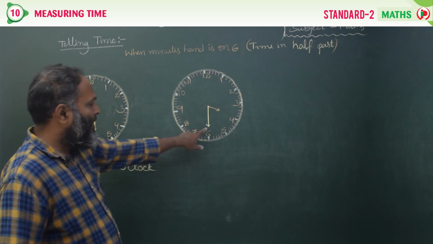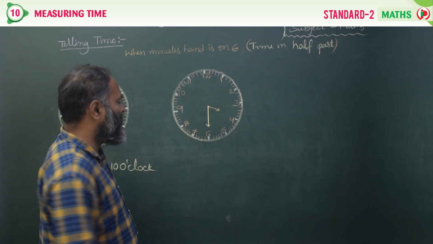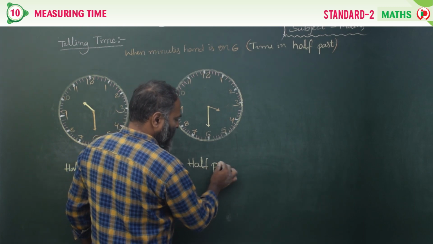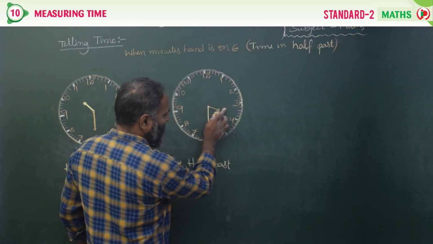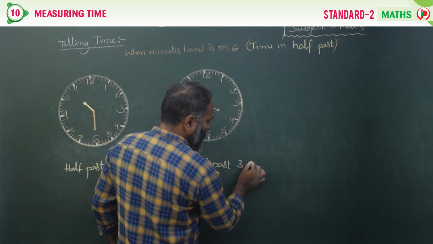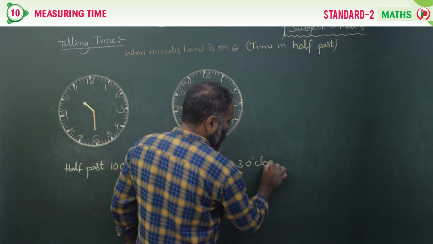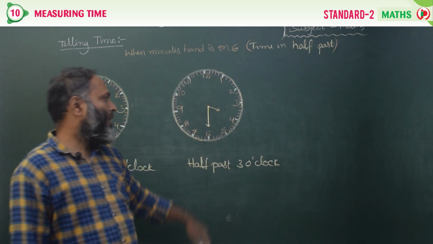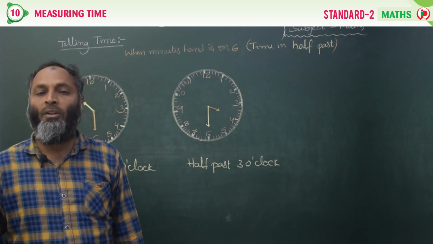Here also, the minute hand is at 6, so it is half past. Where is the hour hand? It is in between 3 and 4, which means we should write 3 o'clock. Half past 3 o'clock.